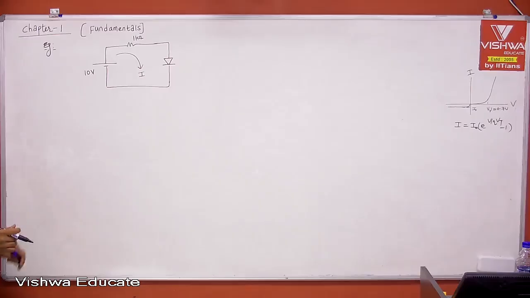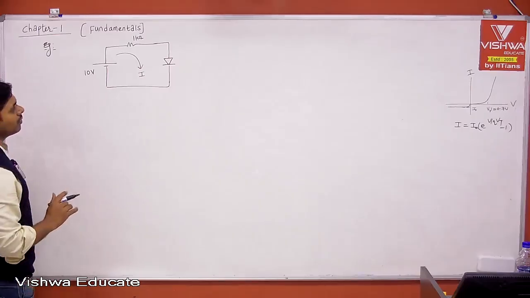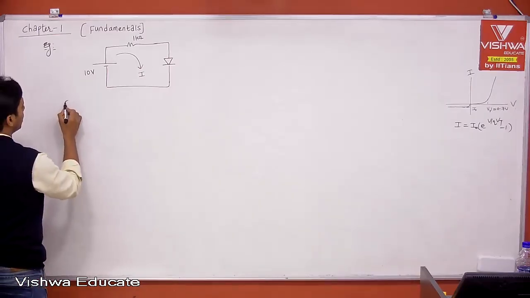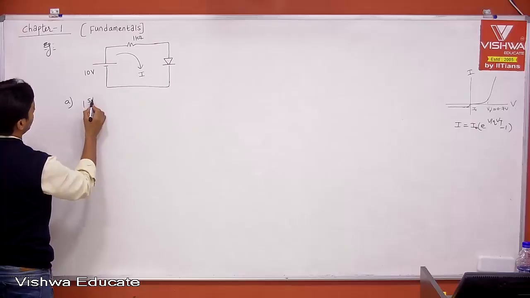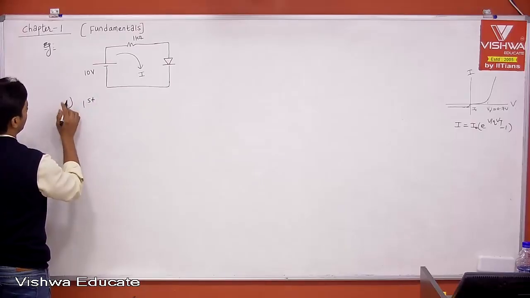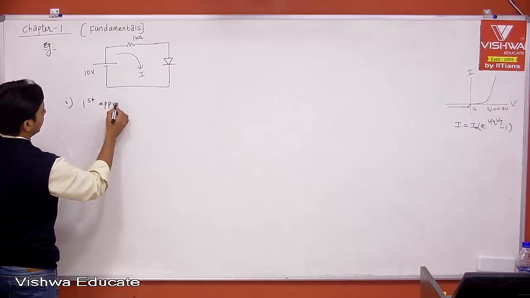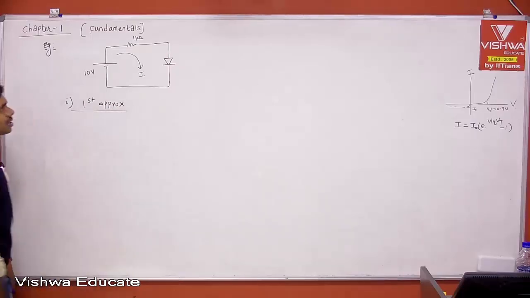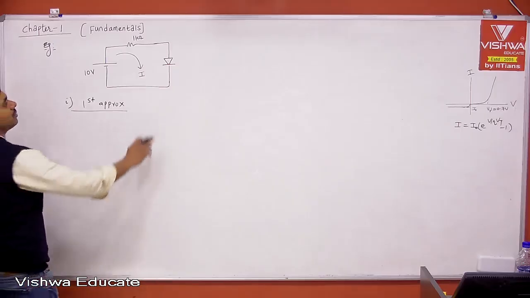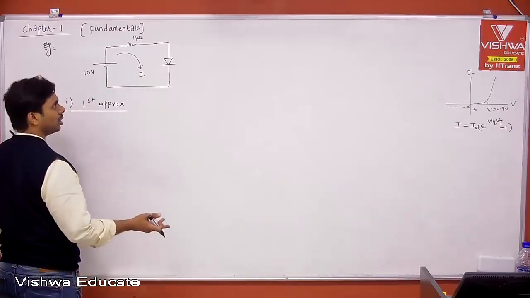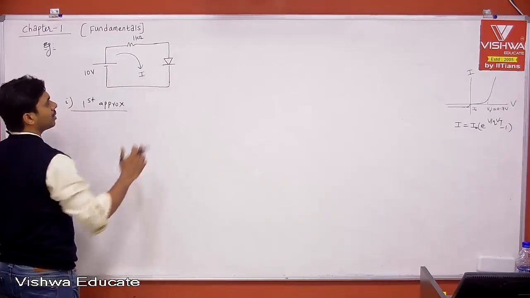Now, let us solve the same circuit using the first approximation. If you use the first approximation, what do you mean by that? If the diode is in forward bias, then short it. If the diode is in reverse bias, open it.